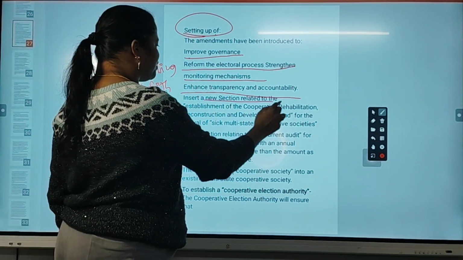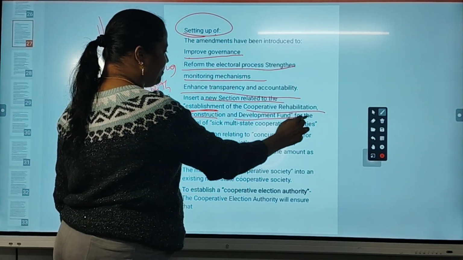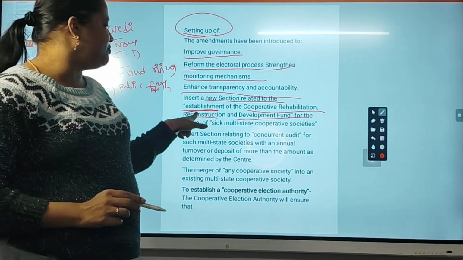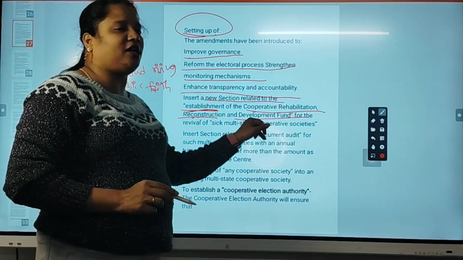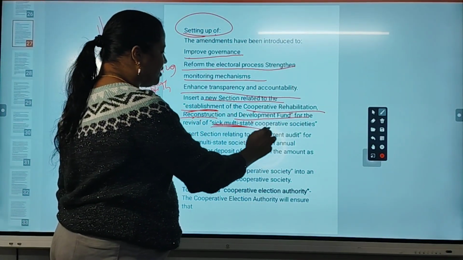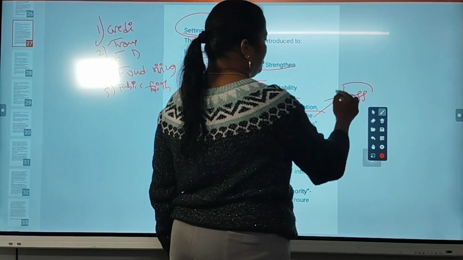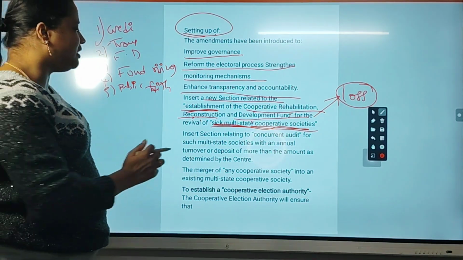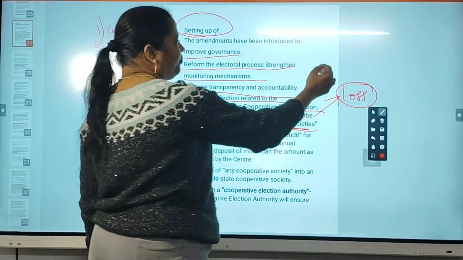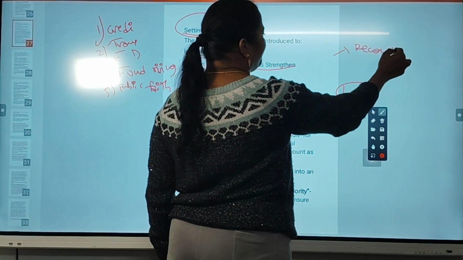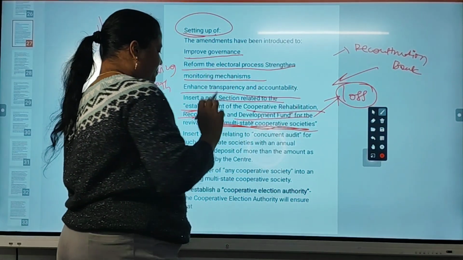So they insert a new section related to the establishment of the Cooperative Rehabilitation, Reconstruction and Development Fund. They want to establish one new fund in cooperative societies for the revival of sick multi-state cooperative societies. For those societies that are in loss because of their past activities, there is a separate rehabilitation, reconstruction and development fund. It is like a reconstruction bank in the economy. Like that, one fund has been established.